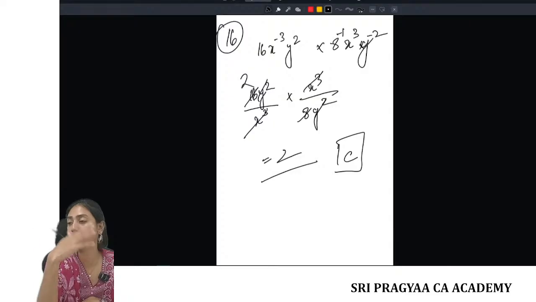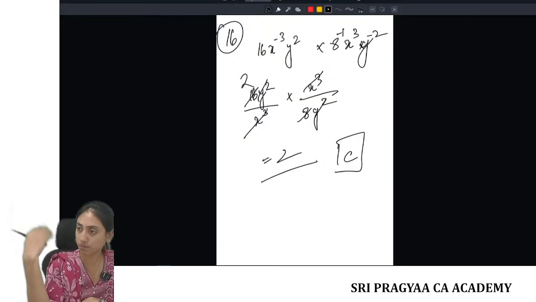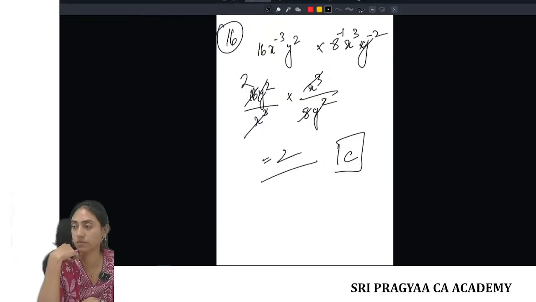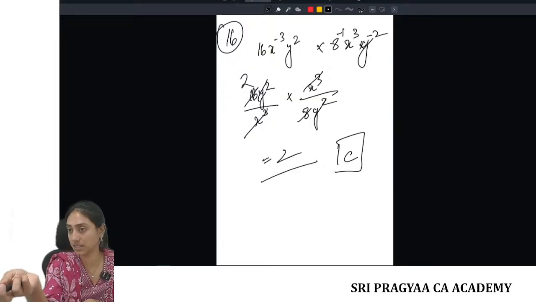Don't do that. Generally do division so that it will be easier. Whenever you have a minus sign over here, bring the terms to the bottom. And that's probably why you didn't get the answer right in 17 as well.